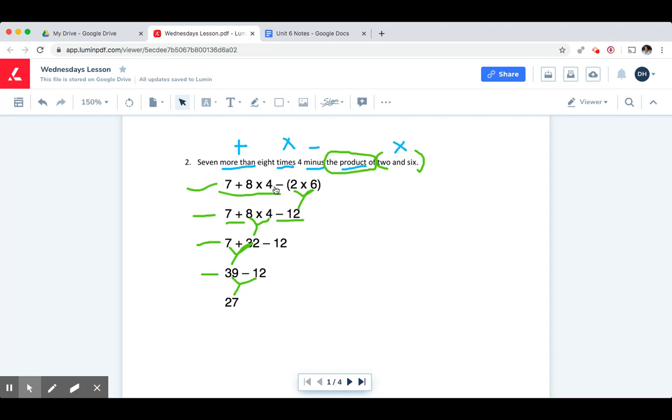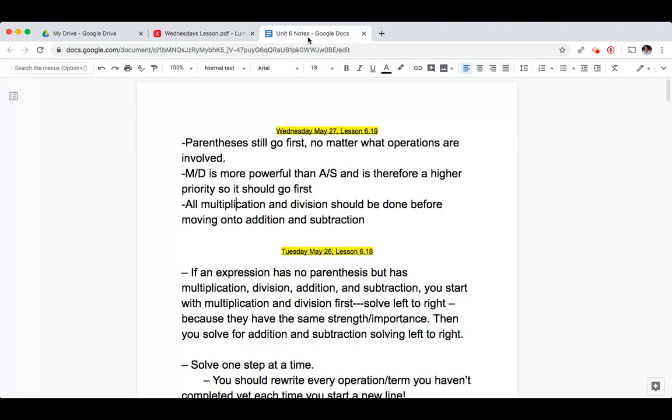So now we're going to take some notes based on what we learned today. Today we learned that parentheses still go first, no matter what operations are involved. We know that multiplication and division are more powerful than addition and subtraction, and therefore they have higher priority, so they should go first. All multiplication and division should be done before moving on to addition and subtraction. Go ahead and copy down your notes for today, Wednesday, May 27th, and then come back to the video when you're ready to do practice problems.